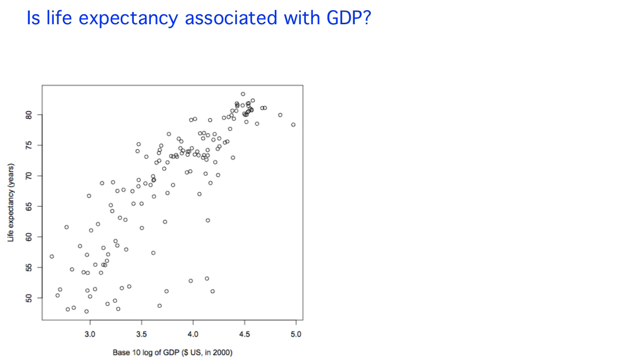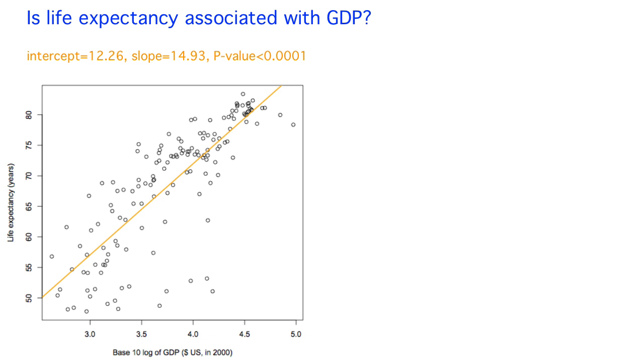Using the method of least squares to find the regression line, we get a line with an intercept of 12.26 and a slope of 14.93. And there is very strong evidence that this slope is different from 0. The p-value for the test of the slope is very small.